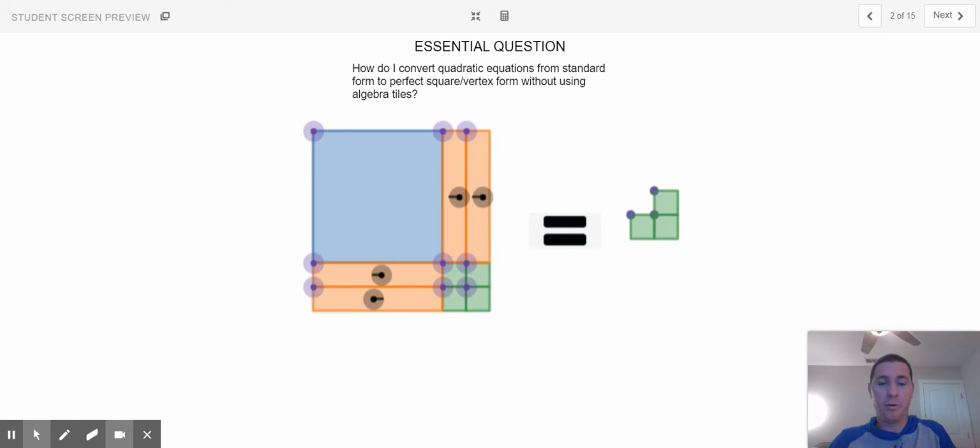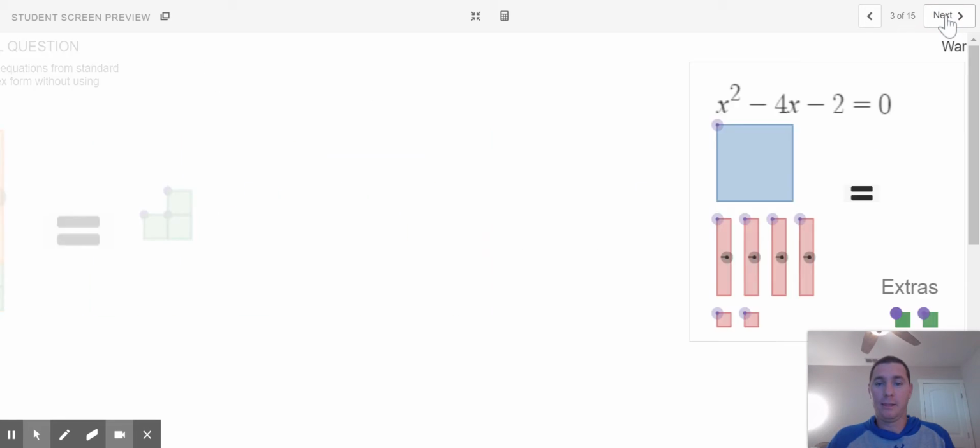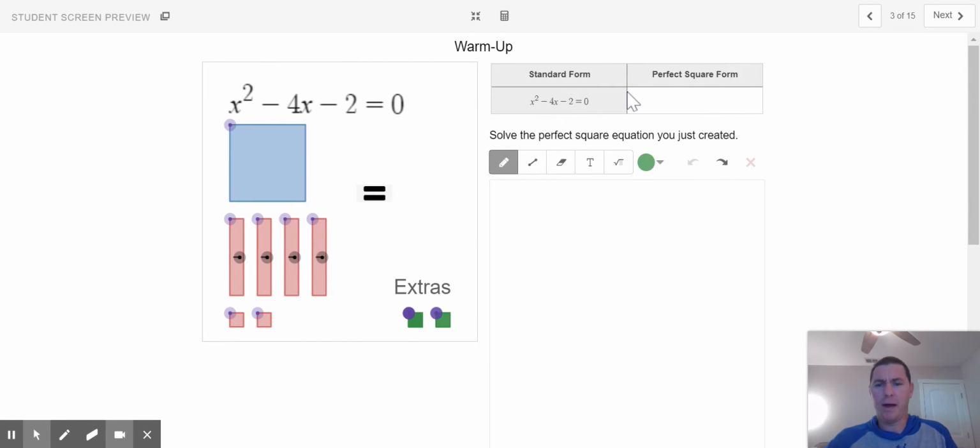All right, so the purpose of today's lesson, 5.2.3, is to convert quadratic equations from standard form to perfect square form, but without using algebra tiles. The question is, how do we do it without using the algebra tiles? All right, so let's warm up by doing what we've done in the past. Let's use the algebra tiles, and then we'll kind of remove that support, okay?